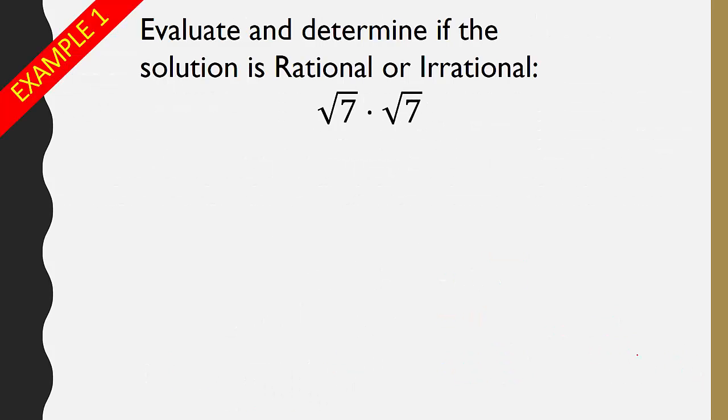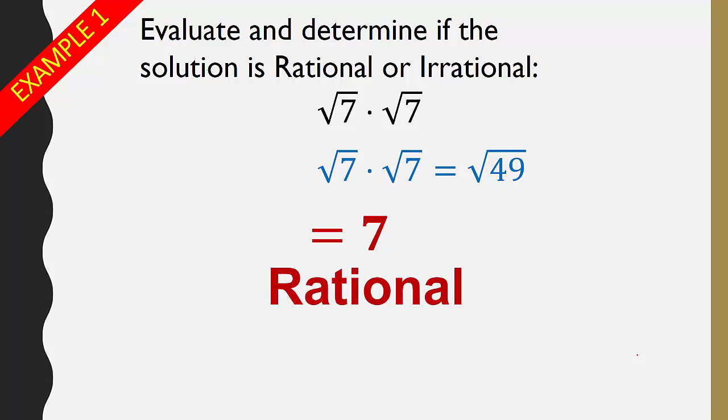All right, first example, evaluate and determine if the solution is rational or irrational. So we've got root 7 times root 7, which gives us square root of 49. The square root of 49 is 7. 7 is a rational number. There's nothing left underneath the radical, so it is a rational number.